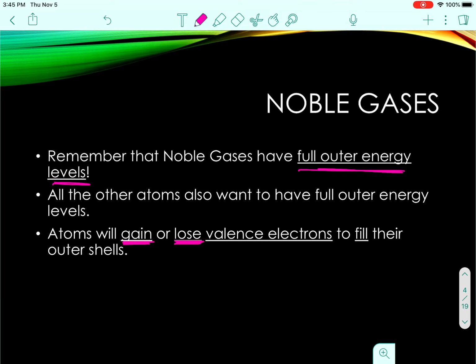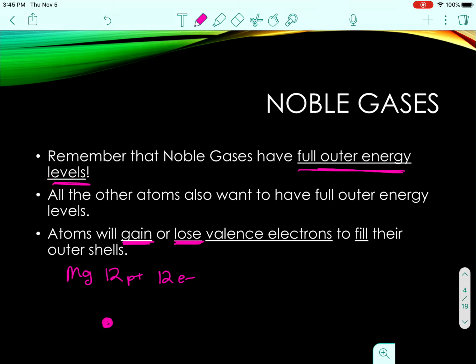They've got to lose electrons to fill their outer shells. Okay, so for example, let's look at magnesium. So magnesium has an atomic number of 12. So that means that to start off, we always start assuming that it's neutral. So if it has 12 protons, then it also has 12 electrons. So let's draw the Bohr model for magnesium.